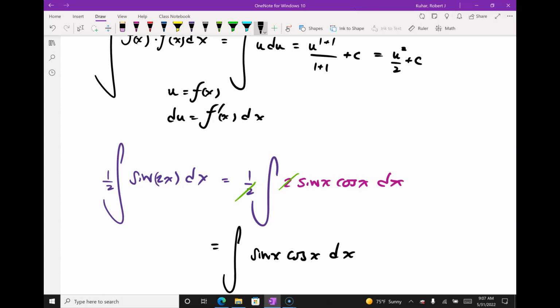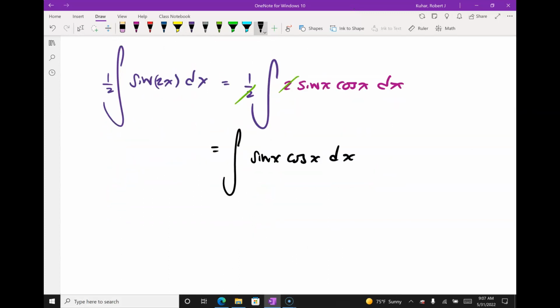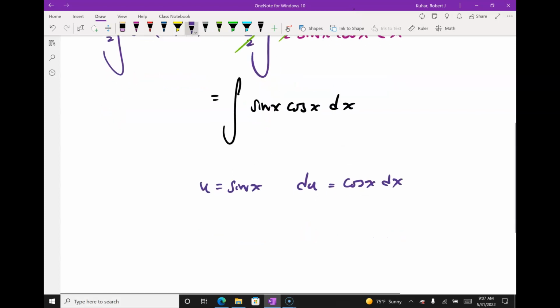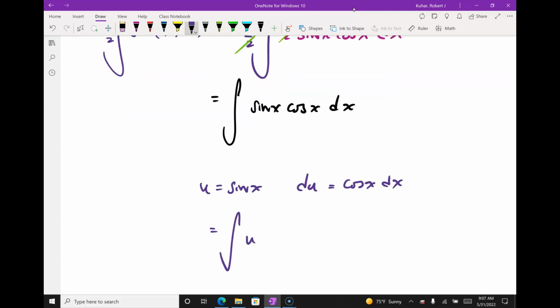So which one do you want to call the function? Sine x? Yeah, sure. So if u is sine x, what's du? Derivative of sine is cosine. And so you see here I've got now the integral of u du. So that gives me u squared over 2 plus c, but u was sine, right? So I get sine squared x over 2 plus c.